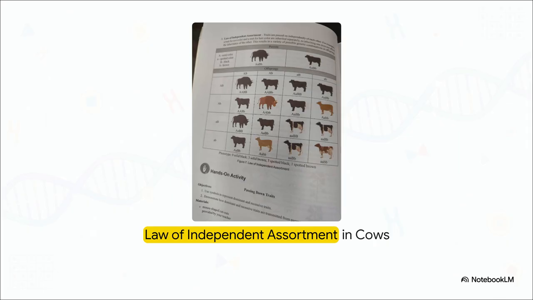Okay, let's level this up just a bit and look at the law of independent assortment. The easiest way to think about this is like ordering from a menu at a restaurant. Just because you order a burger doesn't mean you automatically have to get fries, right? Well, traits are passed on completely independently of each other too. Take cows, for example. Inheriting a solid coat color doesn't force that cow to also inherit a black coat. Solid or spotted, black or brown, these traits are being dealt out of completely separate decks of cards.